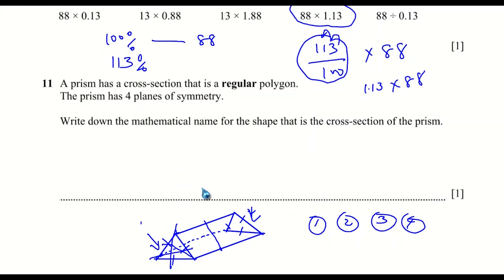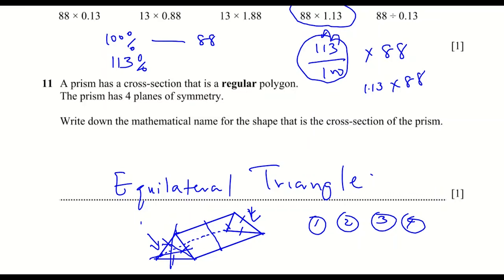So I already know the answer, so for that reason I have to draw the main prism for you, so as to save time. So this is an equilateral triangle, so just write equilateral triangle. Okay, so let's go to the next question.